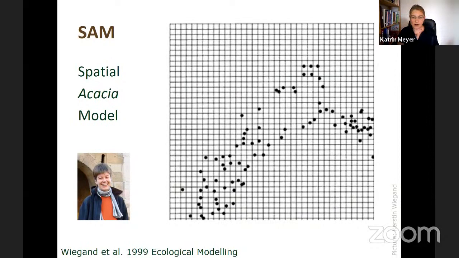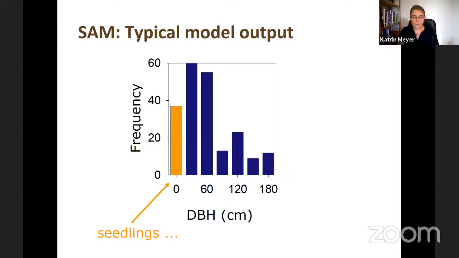And just to give you some idea how an output of this model looks like, well, you run the model then. I only gave you some small examples. It's a bit more complex, of course, but not much more complex. And this would be one typical model output. This is just the size frequency distribution. So on the y-axis, you have the frequencies, and on the x-axis, the diameters at breast height in centimeters. And you see, for example, that in this case, we have a lot of smaller diameters at breast height, and the larger ones a bit more rare.